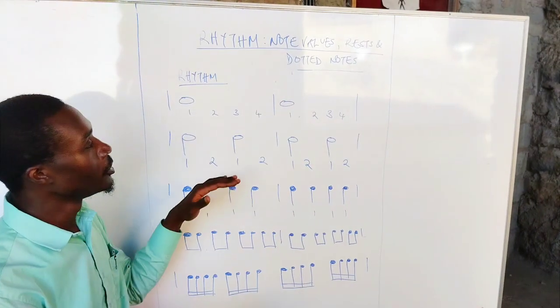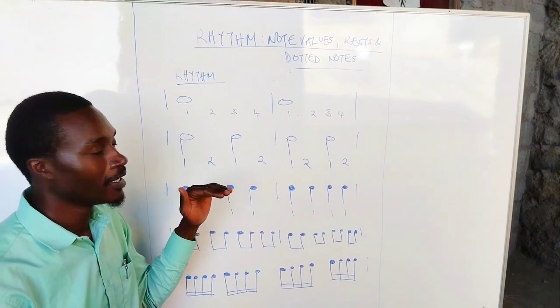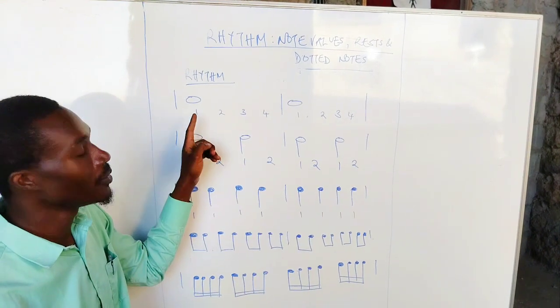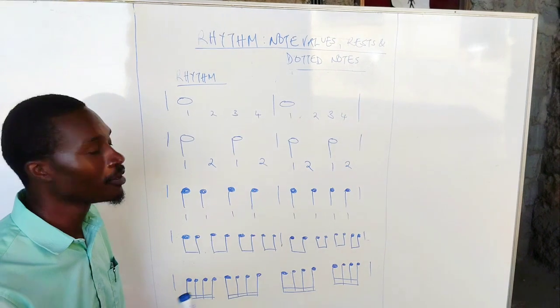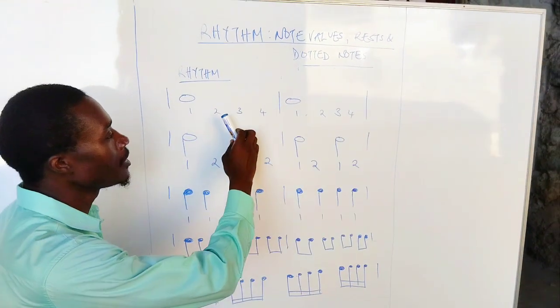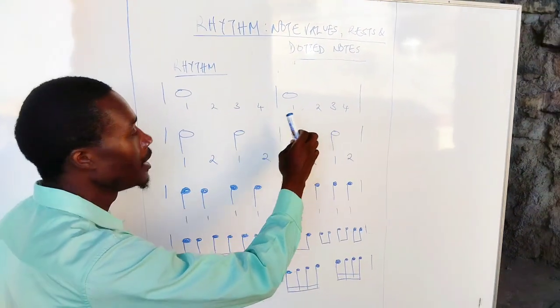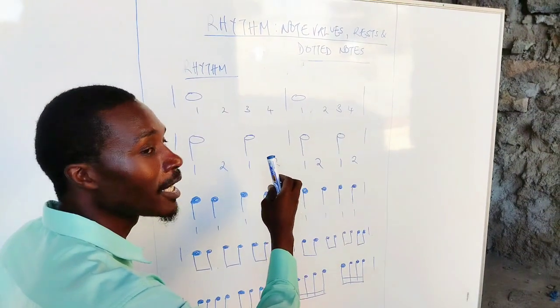Rhythm, now using the notes that you have just learned. Here we have the first one, which is a whole note, having 4 beats. Now, how are you going to count those 4 beats? We have these 2 bars written in those notes. How are you going to count them?